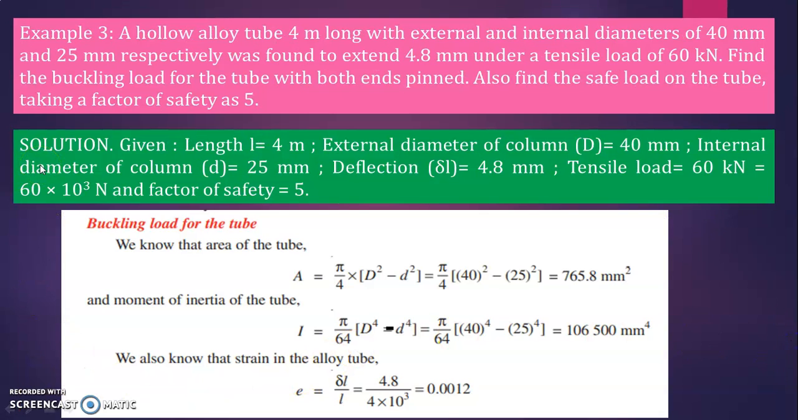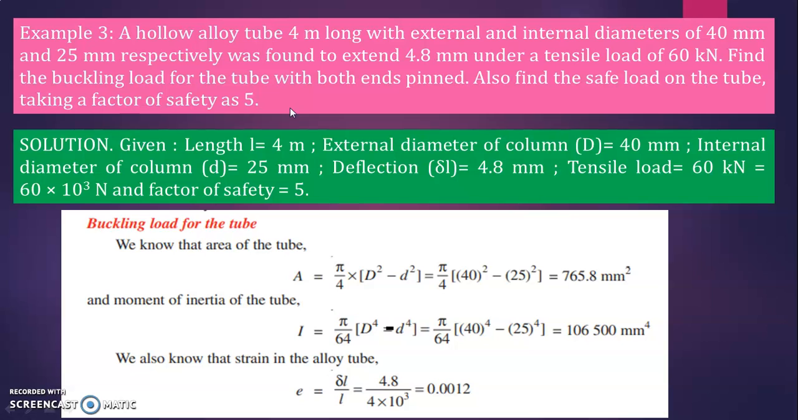A hollow alloy tube 4 meter long with external and internal diameters of 40 mm and 25 mm respectively was found to extend 4.8 mm under a tensile load of 60 kilonewton. Find the buckling load for the tube with both ends pinned. Pinned is nothing but hinged. Also find the safe load on the tube taking a factor of safety as 5.